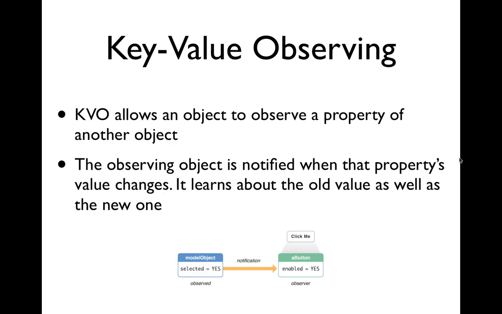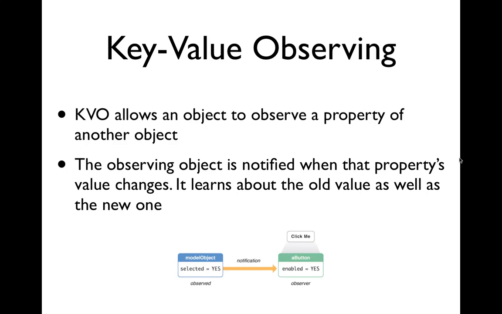Okay, so the last but probably the most important design decision is key value observing and key value coding. Key value coding allows you to access a property of an object using its name as a key, and observing allows an object to observe a property of another object. So you can use this to observe the change of some variable.